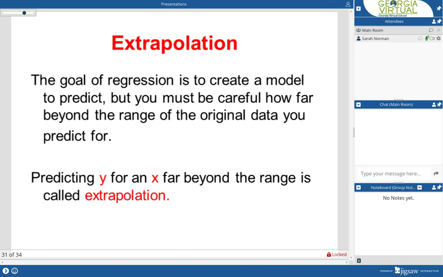Or if you're really high, like say that you had an adult that was 7'2", because that's so much taller than anything in your range of the original data, we might have to be careful about whether or not that's really going to be a good predictor. So predicting Y for an X far beyond the range is called extrapolation.